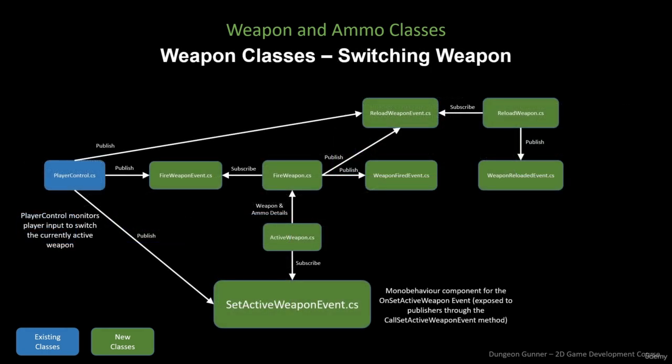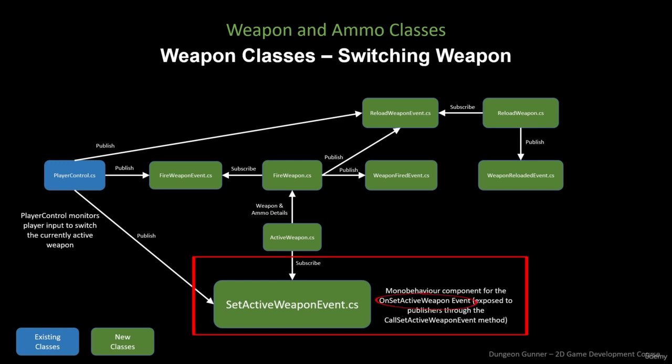So we've talked about firing the weapon and reloading the weapon. And another thing that the player will want to do is switch the weapon. And to support that, we're going to create an on set active weapon event, and the active weapon class will subscribe to that event and respond to that event by switching the weapon. So to generate that event, we're going to have the player control monitoring the player input to switch the currently active weapon.